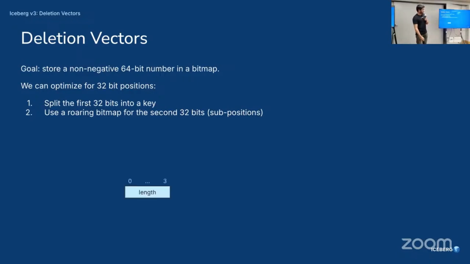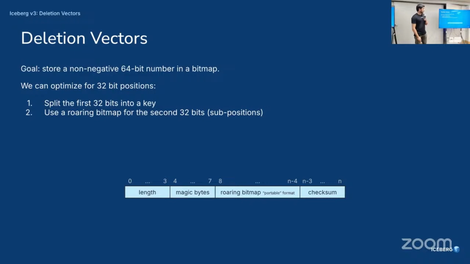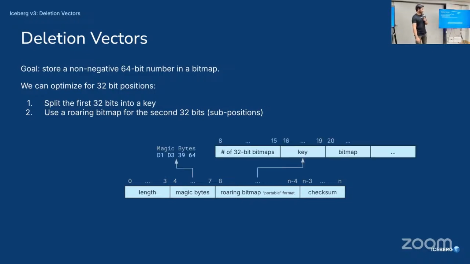So we start out with some length. This is the first 4 bytes within our blob. We then introduce some magic bytes. We then actually do the roaring bitmap, and we call this the portable format to explain the fact that we're accounting for 64 bits and not 32. And then finally, we have some checksum to just verify that we have the right bytes. Additionally, expanding on that, we have some arbitrary magic bytes that I've isolated here if you're curious.